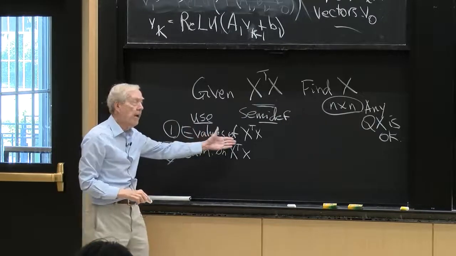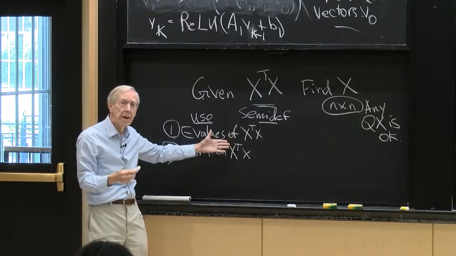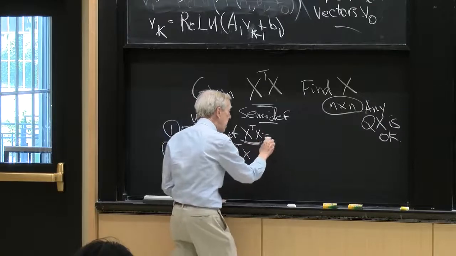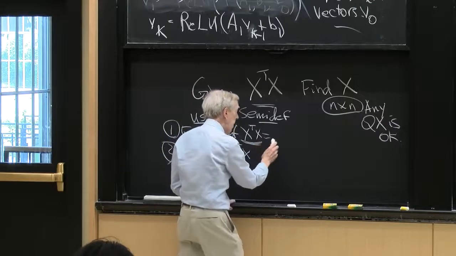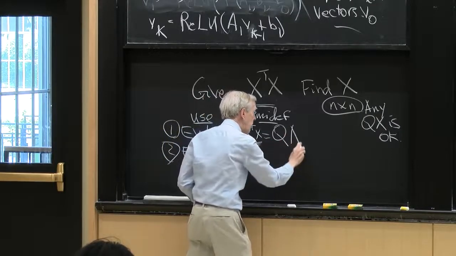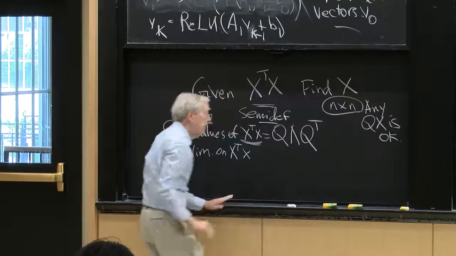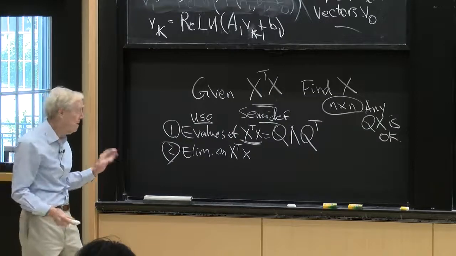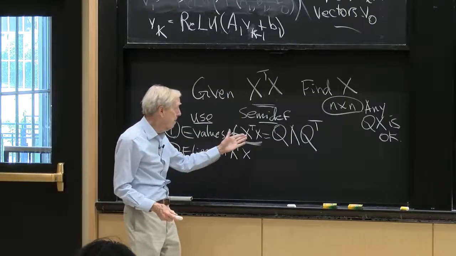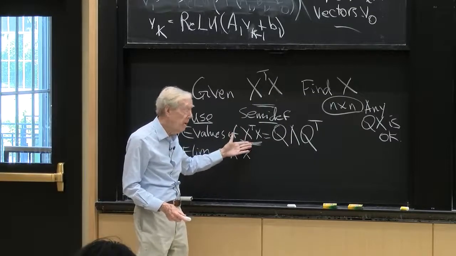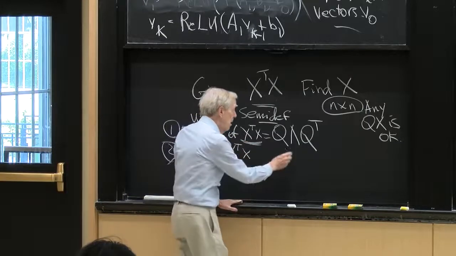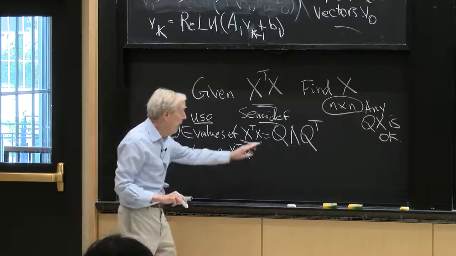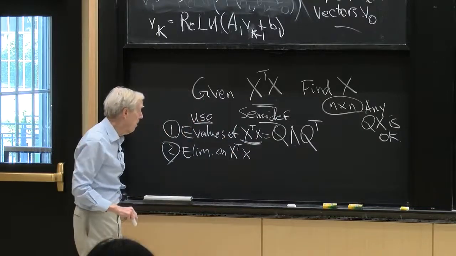So if I find the eigenvalues of X transpose X, then, since it's symmetric positive definite, I'm writing it as Q lambda Q transpose. That's the fundamental, most important theorem in linear algebra, you could say: a symmetric, positive semi-definite matrix has eigenvalues greater than or equal to 0 and eigenvectors that are orthogonal.